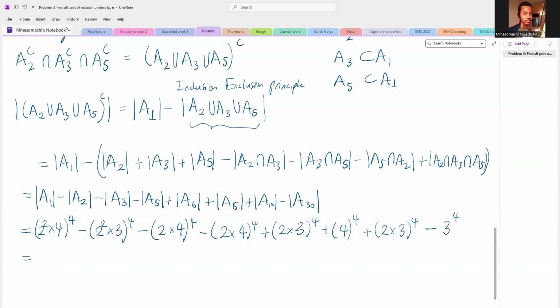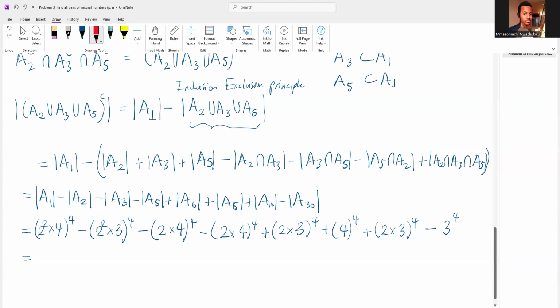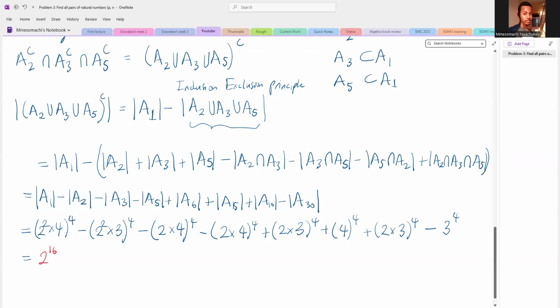So I'm just going to use a different color of pen. Okay. So now this first term simplifies. So 2 to the power of 2 times 4, which is also 2 to the power of 2. So that's 2 to the power of 4, all to the power of 4. That's going to be 2 to the power of 16. So let's look for other ones that only have powers of 2. So 2 times 4, that is 8. So that's 2 to the power of 3, all to the power of 4. That's going to be 2 to the power of 12.